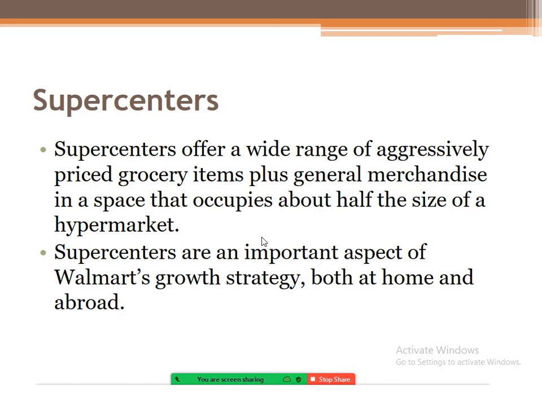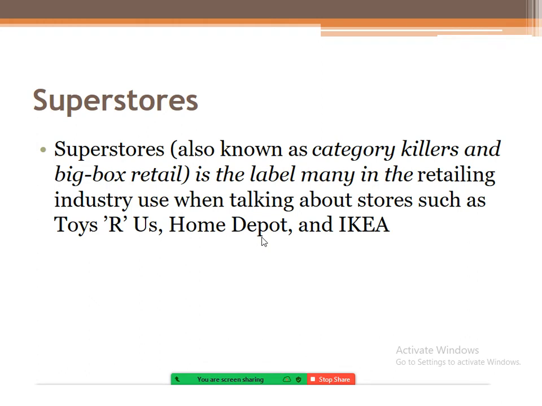Now, last, superstores. Superstores are also known as category killers or big box retailers. Superstores is a label in the retailing industry used when we are talking about Toys R Us or Home Depot or IKEA. So we have taken a case study of IKEA.